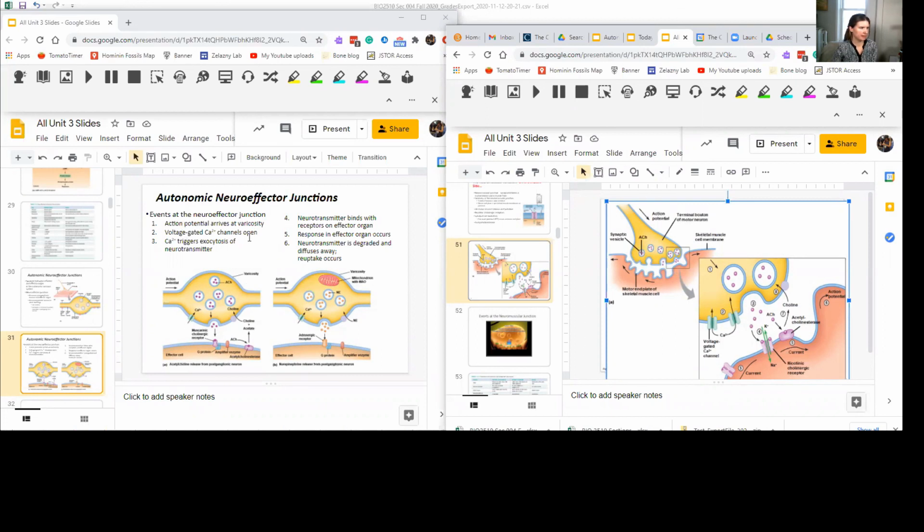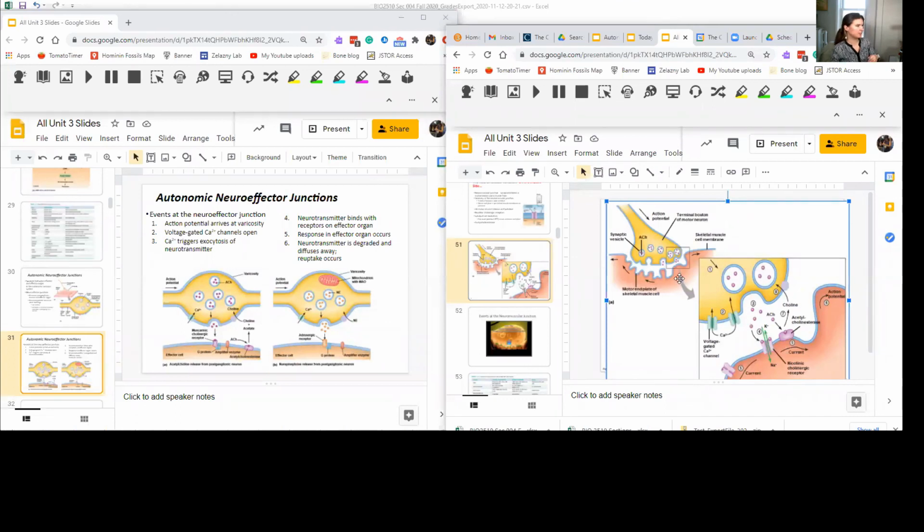Versus in the neuroeffector junction, we're going to have a lot of different types of responses, but they're going to be much more general. We don't have this little pocket for the varicosities. They're just kind of over the surface, and we'll see several of them over the surface, versus this motor end plate that creates a really specific one-to-one junction between the motor neuron and the skeletal muscle cell.